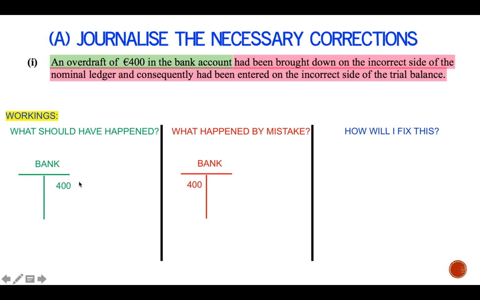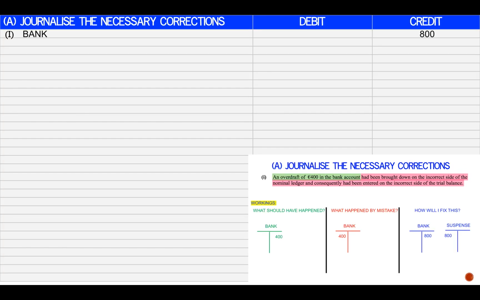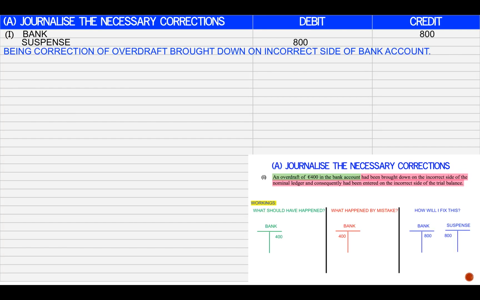Well, to get the bank from being 400 on the debit to being 400 on the credit, we're going to have to add 800 on the credit. And as you know, in accounting, we need to have an equal number of debits and credits. So your assets and your debits and your credits didn't equal there. So what we have to do is create this suspense account and enter 800 then on the debit side so that your debits and credits equal. Okay, so that has to go in there. Sorry, and you need to do your narration then. So being correction of overdraft brought down on the incorrect side of the bank account.